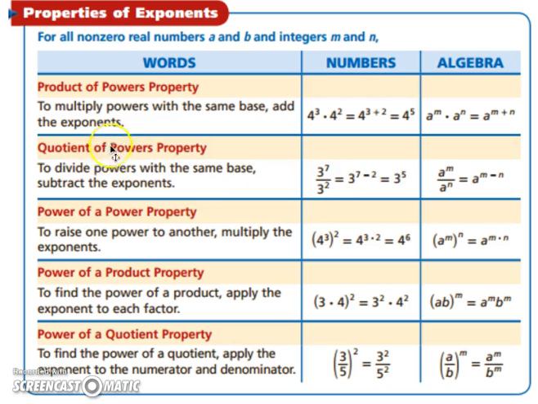And how about the quotient of powers property? To divide powers with the same base, subtract the exponents. So say you had 3 to the 7th power over 3 to the 2nd power, you would simply subtract. So 3 to the 7 minus 2, which is the same as saying 3 to the 5th.